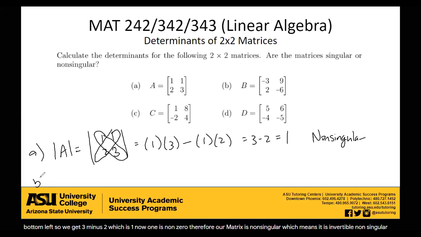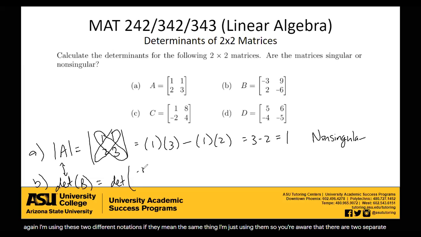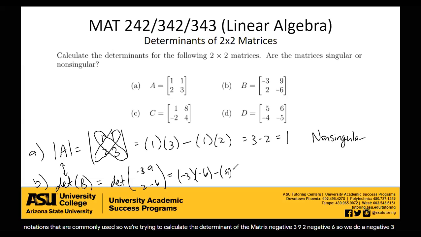Cool. Next one, we're trying to calculate the determinant of B. And again, I'm using these two different notations. They mean the same thing. I'm just using them so you're aware that there are two separate notations that are commonly used. So we're trying to calculate the determinant of the matrix -3, -9, -2, -6. So we do -3 times -6 minus 9 times 2, which is 18 minus 18, which is 0. Because it equals 0, that tells us it is singular.